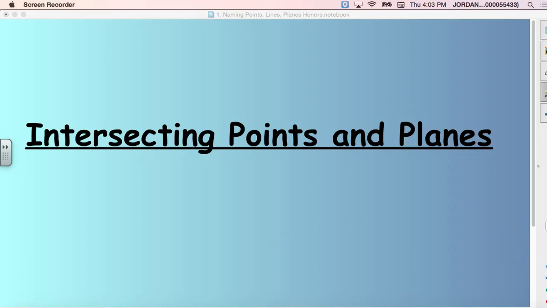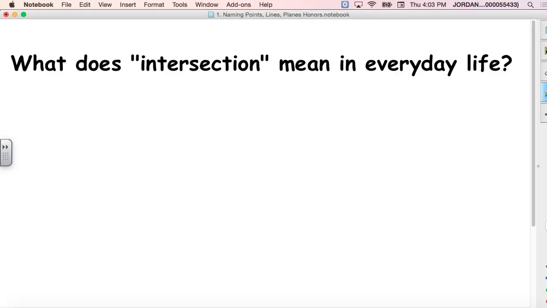Alright guys, so today we're going to be talking about intersecting points and planes. And first of all, I just want you to go ahead and pause the video and think about for a minute what does the intersection mean in everyday life. What is an intersection? Alright, so hopefully you thought of an intersection like a street intersection.